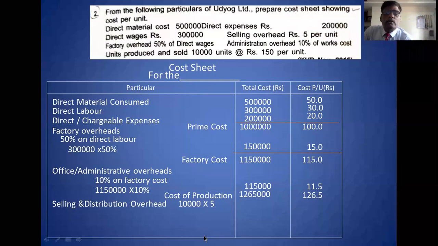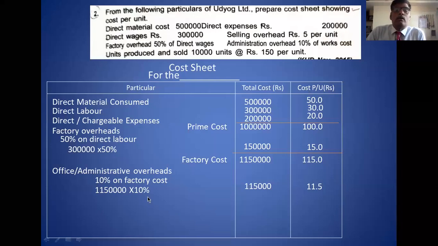Then next is selling and distribution expense. Selling and distribution expense per unit is rupees 5. Then they have given the per unit expense. Then you multiply with the units produced and sold. 10,000 units sold, you multiply 10,000 into 5. Okay, you take this total.